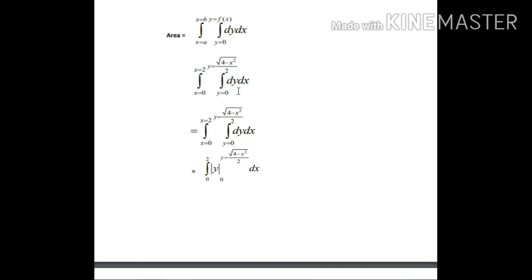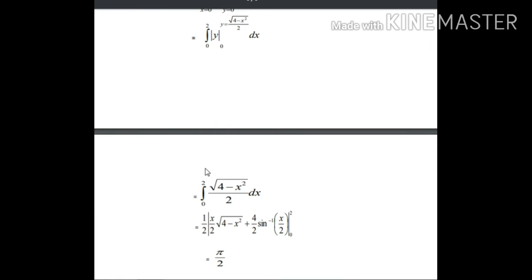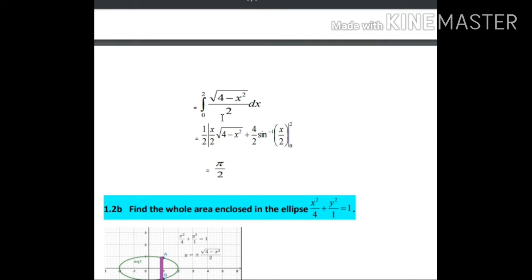Now we take further. Next we have to integrate first with respect to y. So the integration of 1 is y, and applying limits 0 to root 4 minus x square by 2, we get upper limit root 4 minus x square by 2 minus y lower limit, which is 0. So once the integration with respect to y is over, then we shall integrate with respect to x.